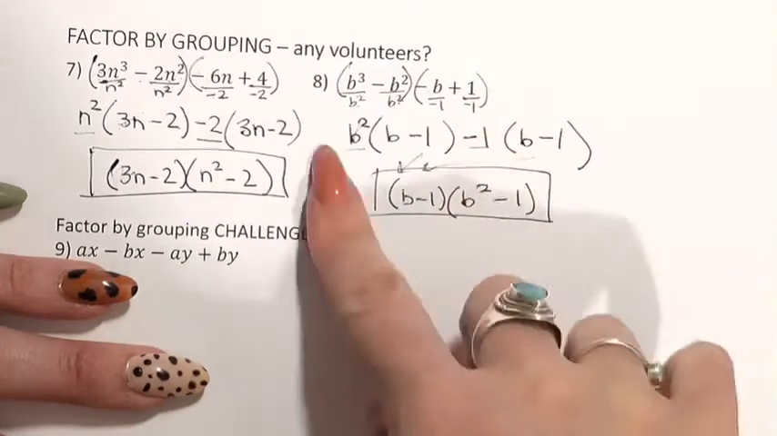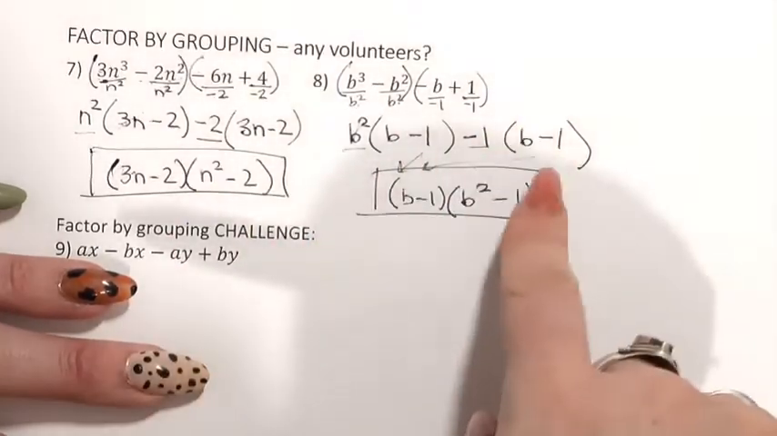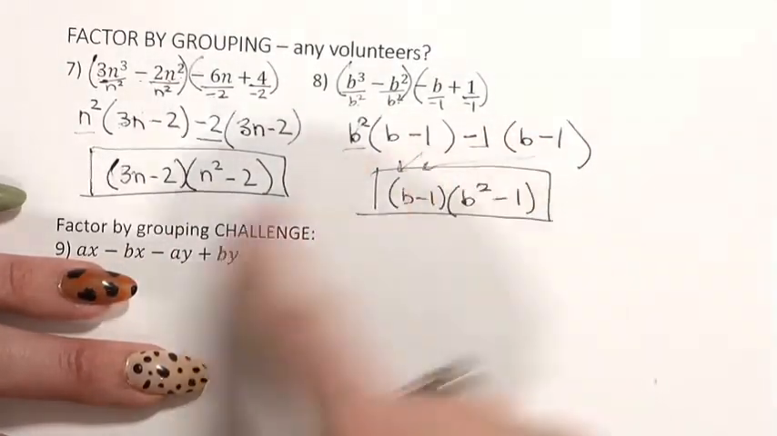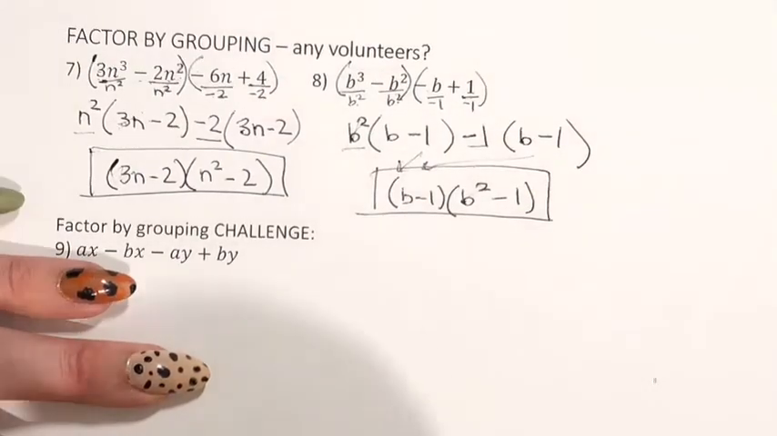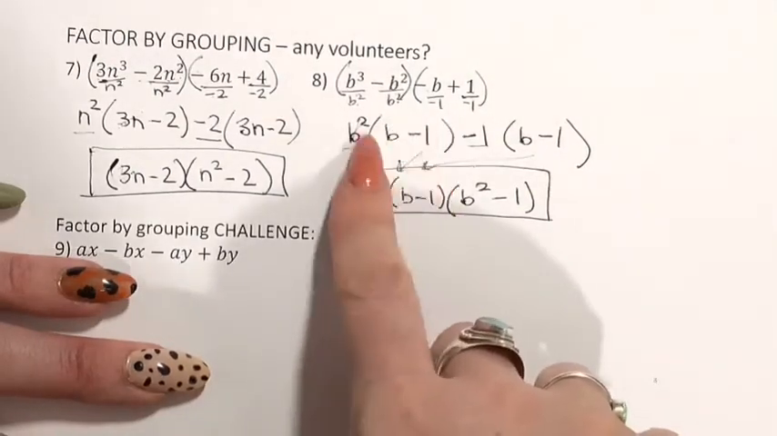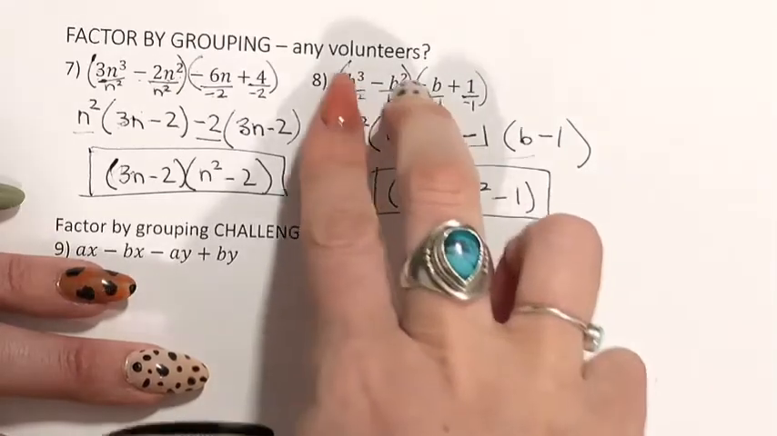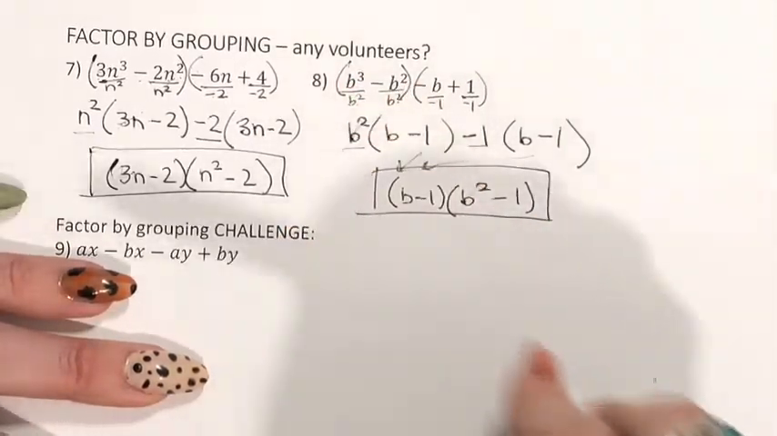Be careful with your signs. Also be careful with the 1s. Again, I see students leaving 1s off all the time and they don't know what they're doing wrong. But you should always have at least 2 things in here if you started with 2 things. So keep that in mind.